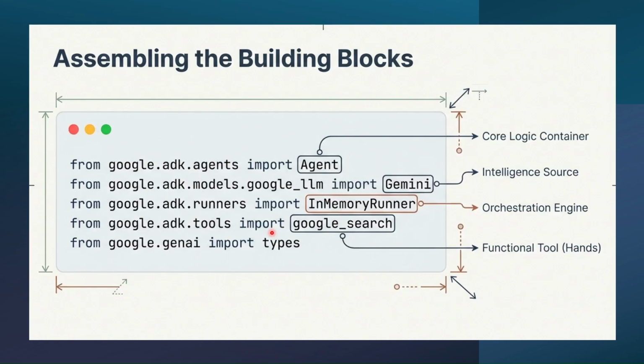Once we have the keys, then we have to list out all the modules which we will be using for our agent definition, then running, and then using the tools. So we will be using the agent, the LLM model import, the in-memory runner where we want to run everything, and then the tool is Google Search.